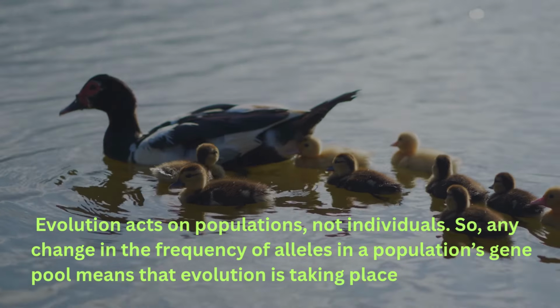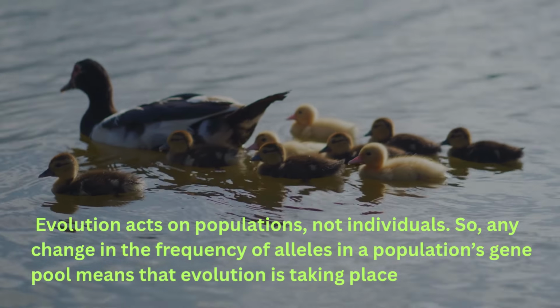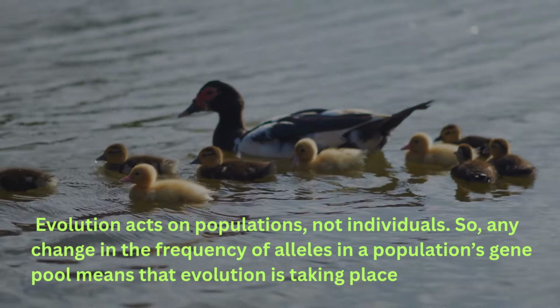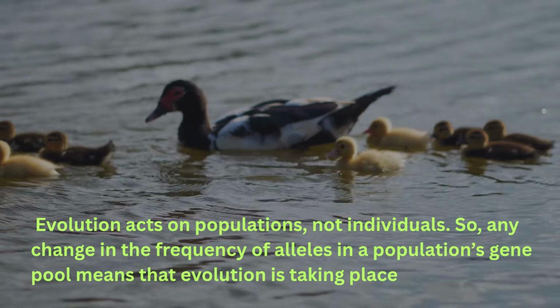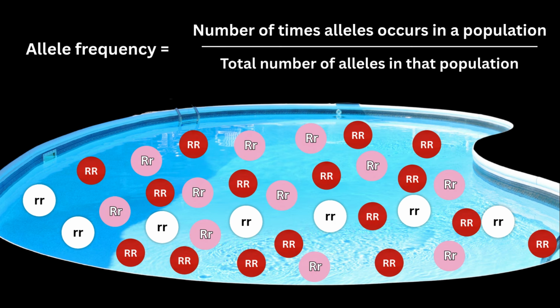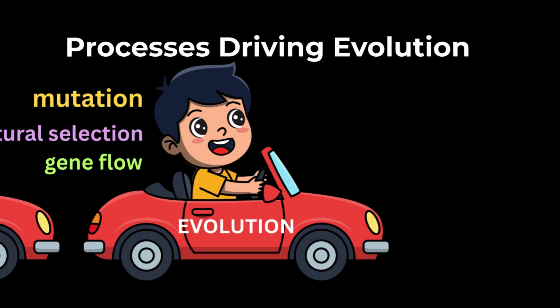It's important to remember that evolution acts on populations, not individuals. So, any change in the frequency of alleles in a population's gene pool means that evolution is taking place. To calculate the frequency of an allele in a population, you divide the number of times that allele appears by the total number of alleles for that gene in the population.